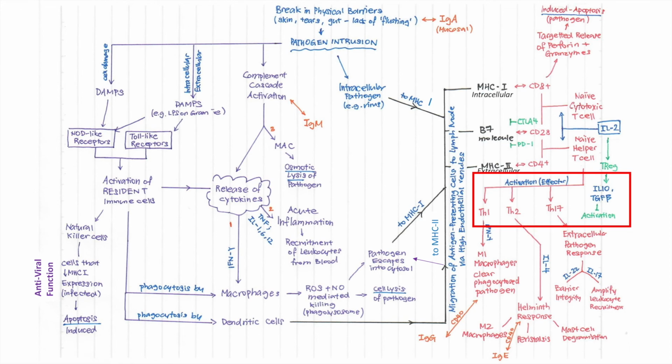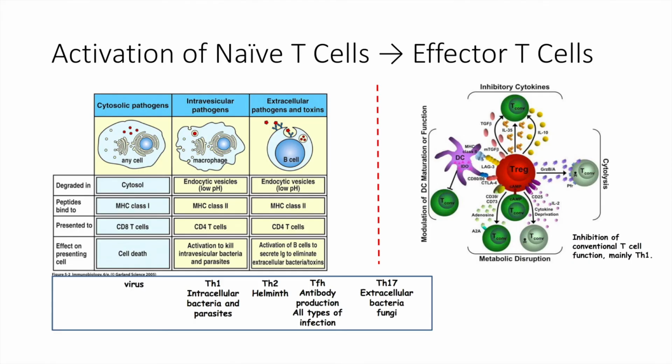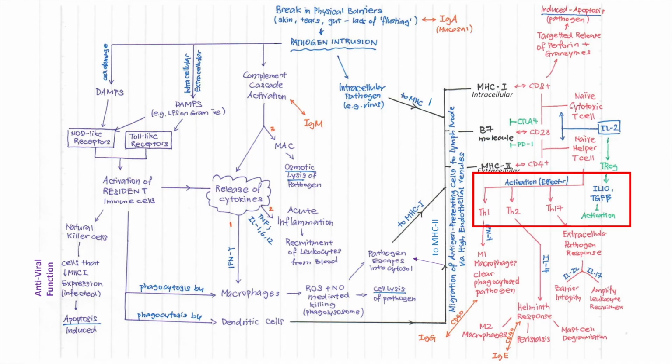Th17 helper cells facilitate your extracellular pathogen response. What they do is amplify the recruitment of leukocytes via inflammation, as you recall, which was a part of the innate immune response, and they also increase barrier integrity by beefing up the physical barriers that prevent pathogen intrusion in the first place. These are mediated by interleukins 22 and 17.